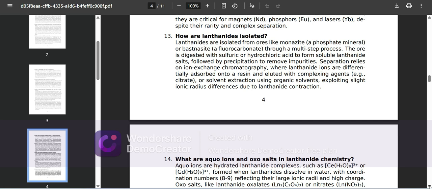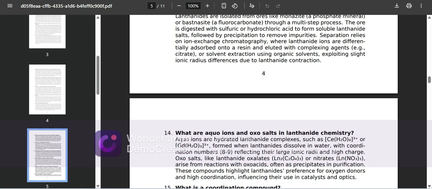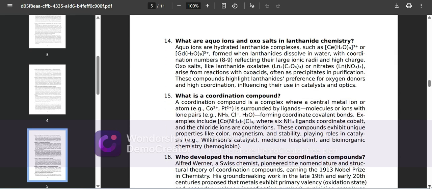Separation relies on ion exchange chromatography, where lanthanide ions are differentially adsorbed onto a resin and eluted with complexing agents, example citrate, or solvent extraction using organic solvents, exploiting slight ionic radius differences due to lanthanide contraction.